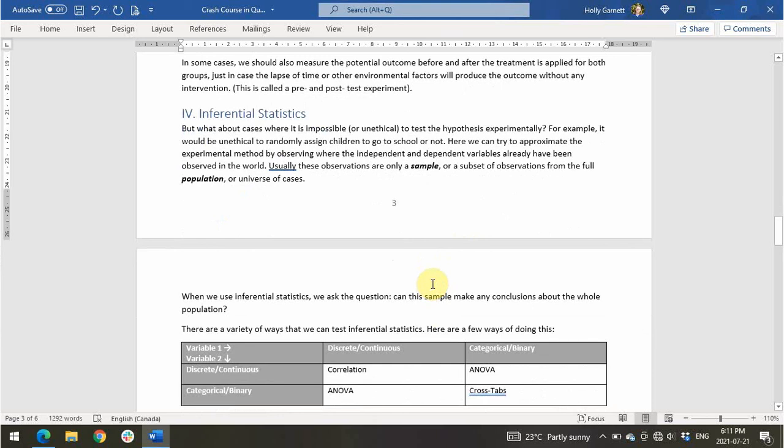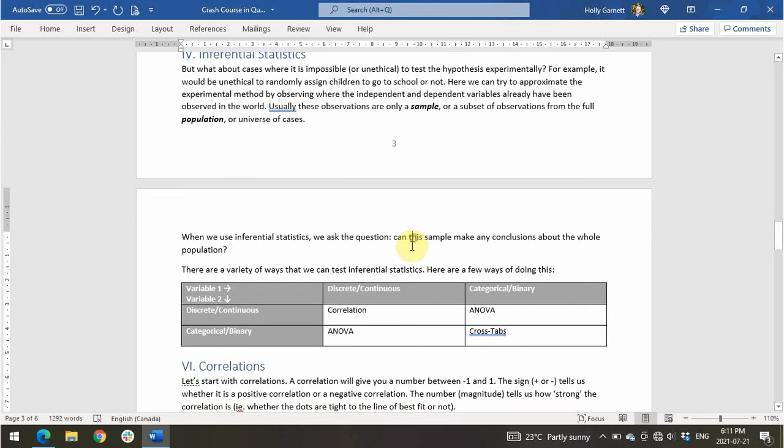And usually these observations are just a sample or a subset of observation from the full population. Because obviously I'm not going to ask every single Canadian what they think, because that would be really costly. And there's no good reason to, because I've got inferential statistics. Okay. So inferential statistics is essentially just asking this question: can my sample that I took of 100 randomly selected Canadians make any conclusions about the whole population?